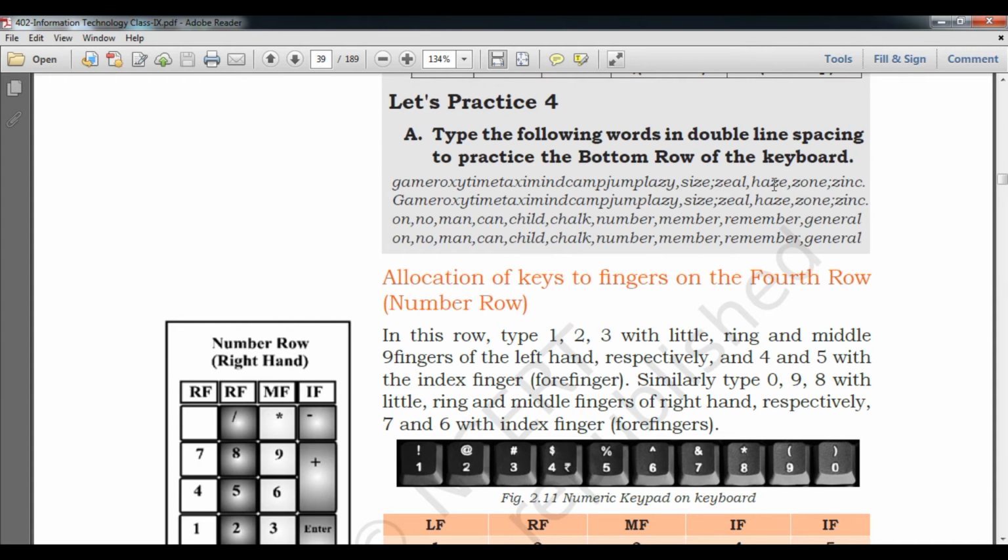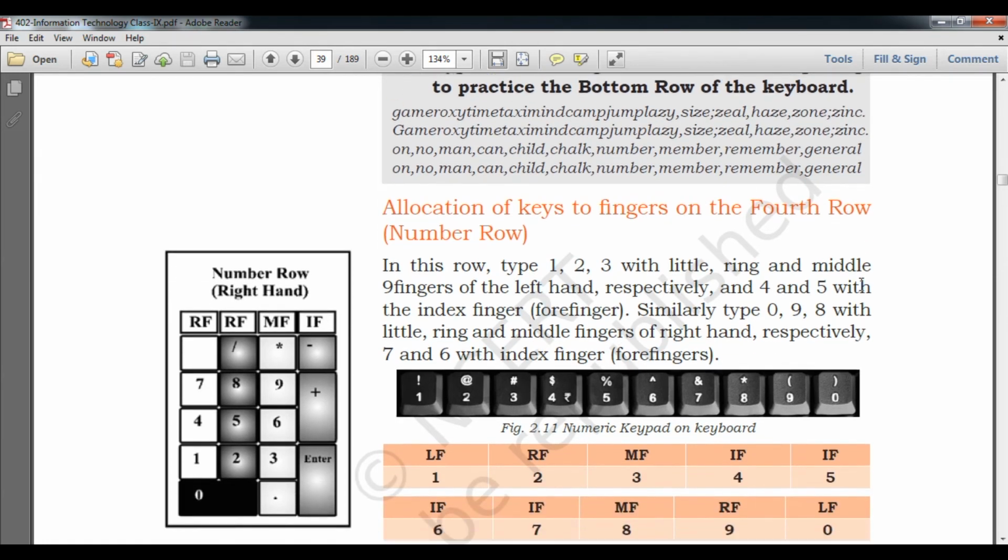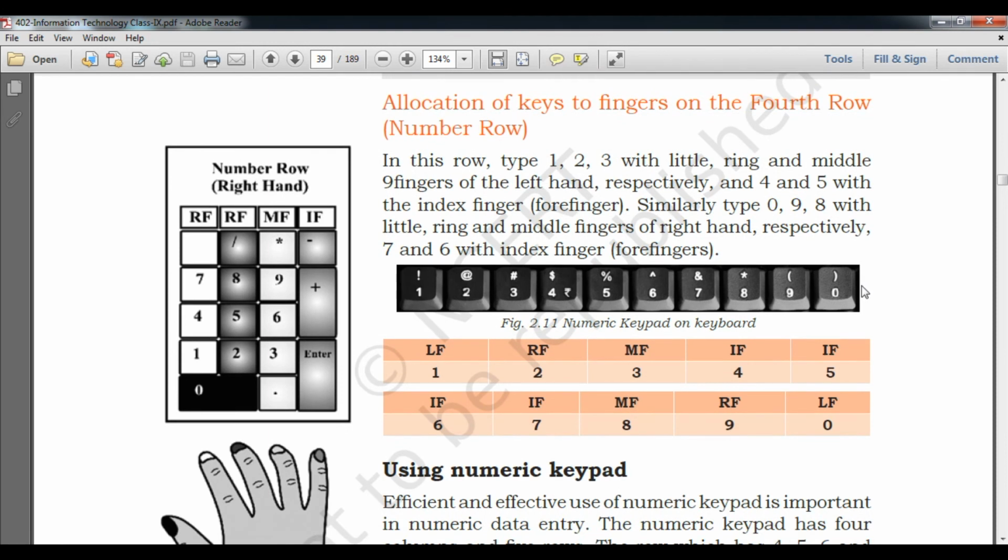And now we have to understand allocation of keys to fingers on the fourth row. Fourth row means the number keys, okay students. The number keys also contain some symbols, like 1 containing the exclamation sign, 2 containing @, 3 hash, 4 dollar, 5 percent, 6 caret, known as power cap, 7 ampersand or and, 8 asterisk or star, 9 round bracket open and 0 round bracket close. Such a row is known as the fourth row or number row.